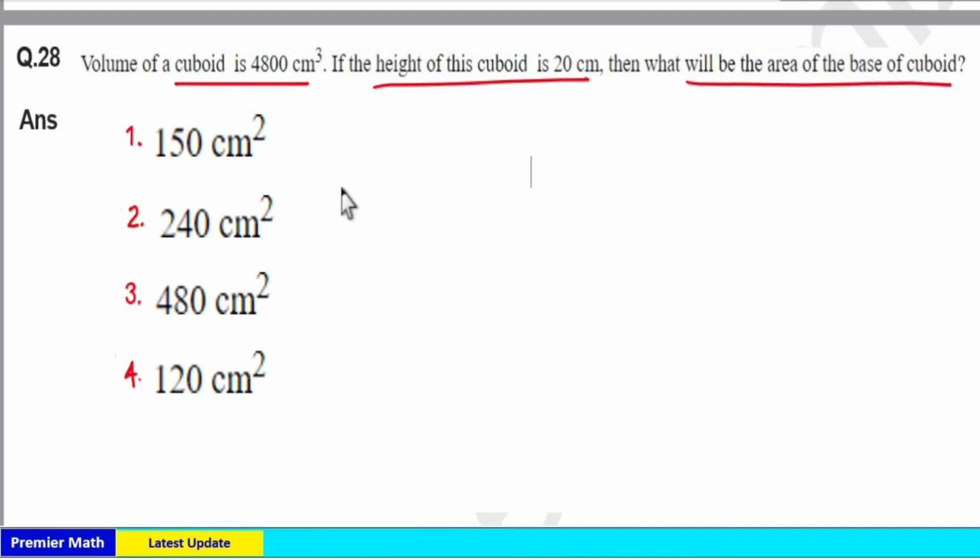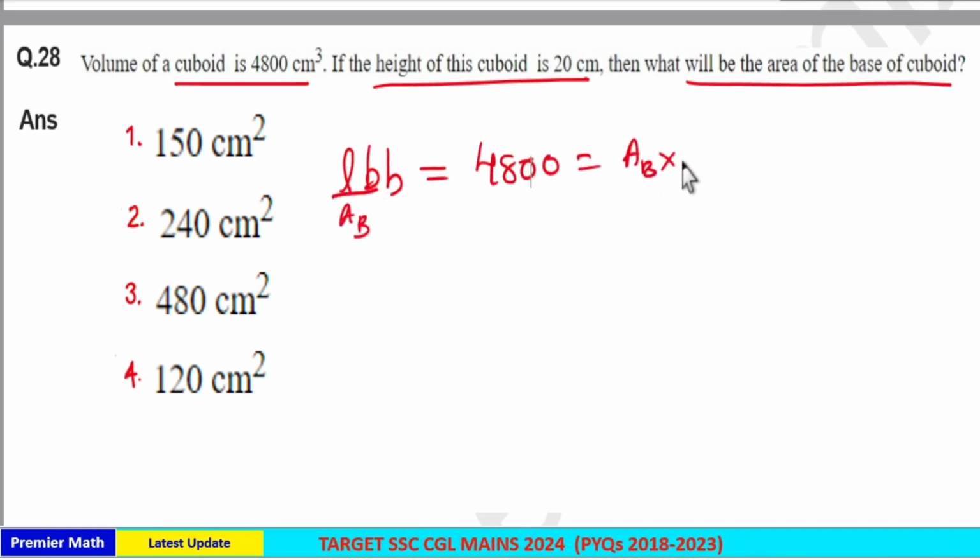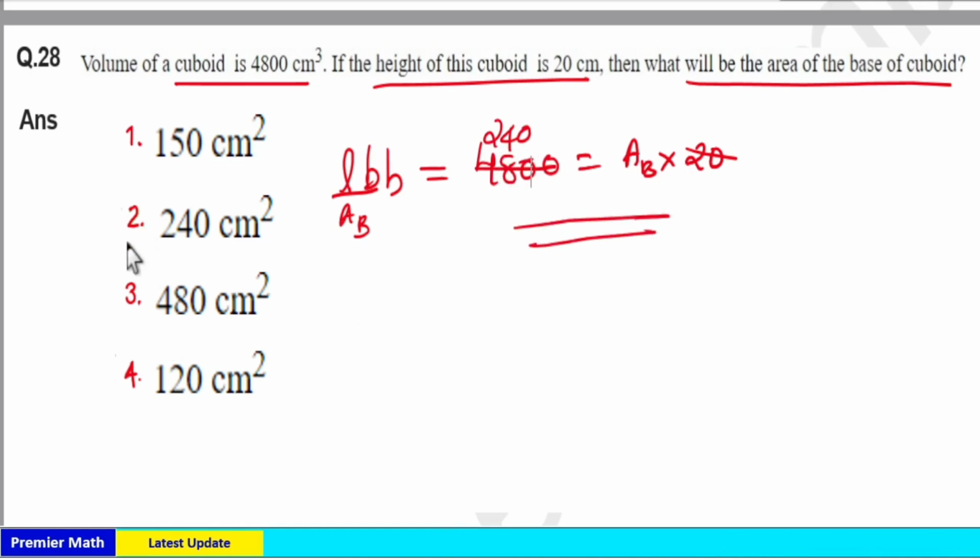Here volume is LBH. Volume of cuboid is LBH, which is 4800. And here LB is equal to the area of base. So area of base into height 20 is 4800, which means 20 goes 240 times in 4800. So area of base is 240. Option 2 is your answer.